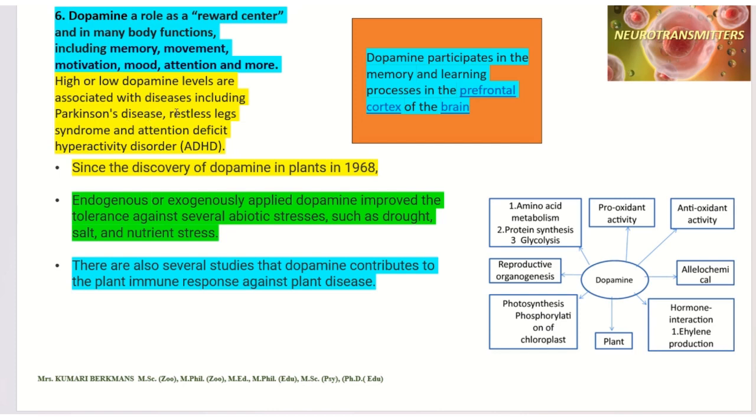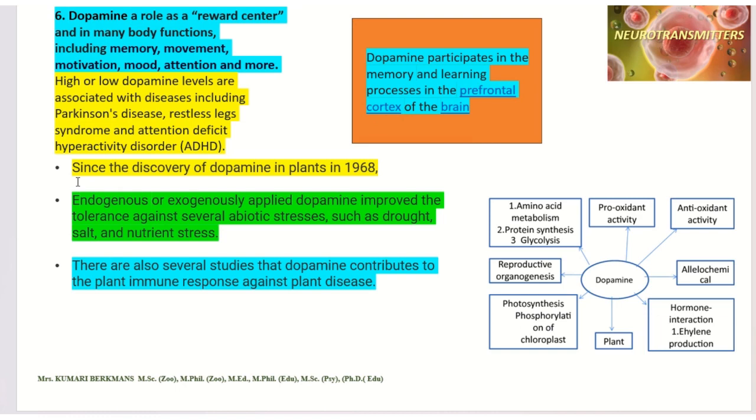What are those? Parkinson's disease, restless legs syndrome, and attention deficit hyperactivity disorder, ADHD. So keep this in mind. Another important thing: dopamine participates in memory and learning. If dopamine is secreted at a perfect level, that person's memory as well as learning process is very, very good, and that happens in the prefrontal cortex of the brain. So this is also one of the important points.